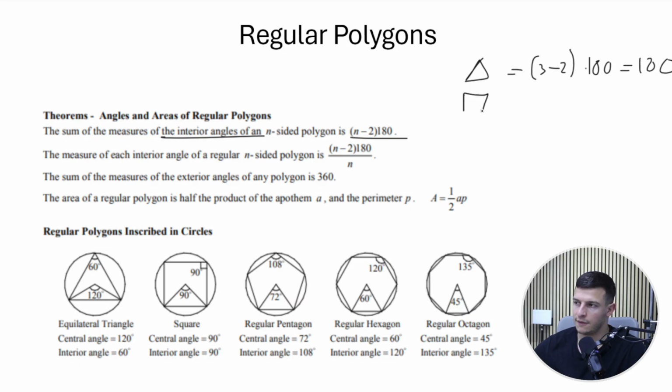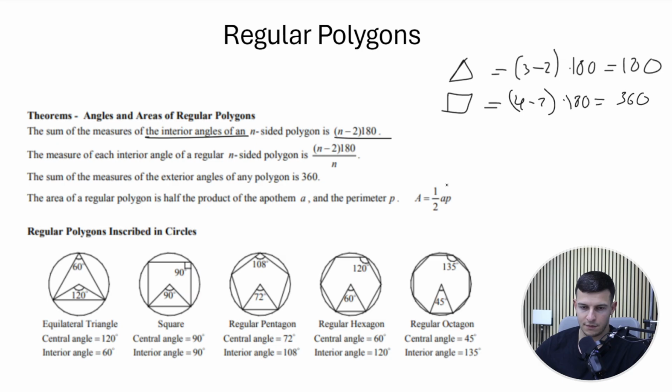You can see that for a square, 4 minus 2 times 180 is 360, etc. So you don't have to memorize this, but just know that it makes sense. The measure of interior angles is this formula. Again, you can try it for a triangle. If you put 3 for n, you'll have 180 times 3 minus 2, divided by 3. That's 180 divided by 3, which is 60.